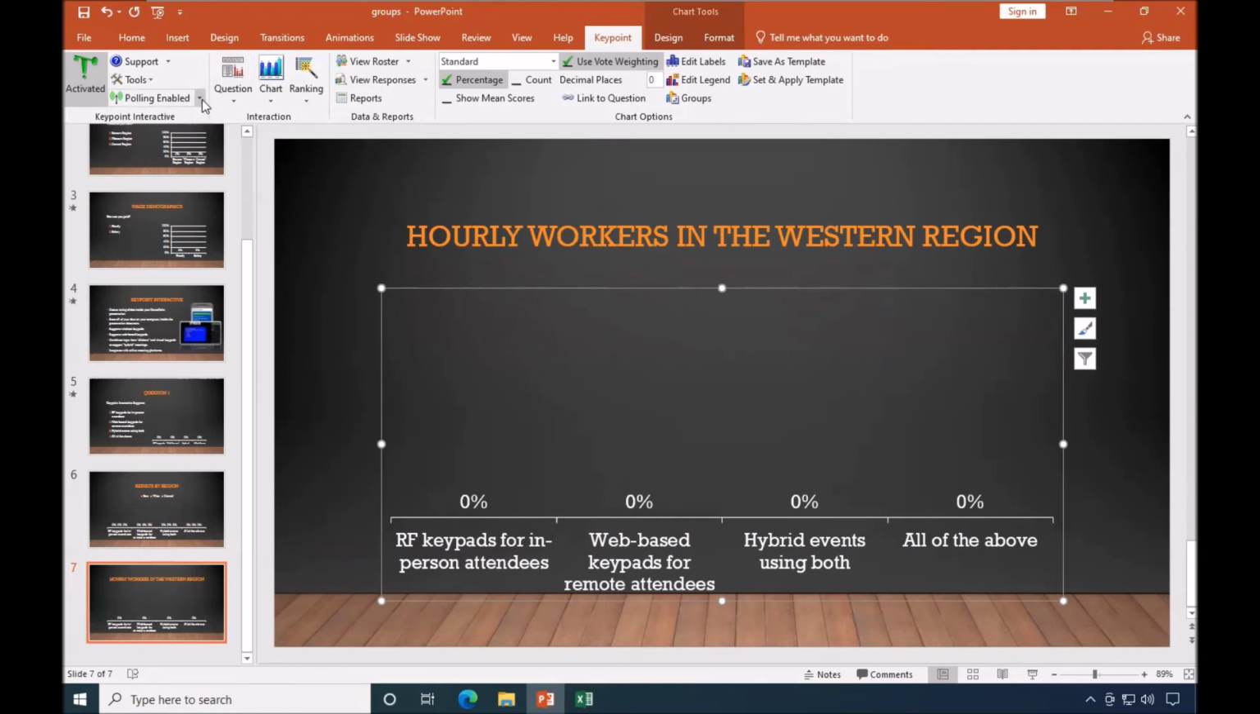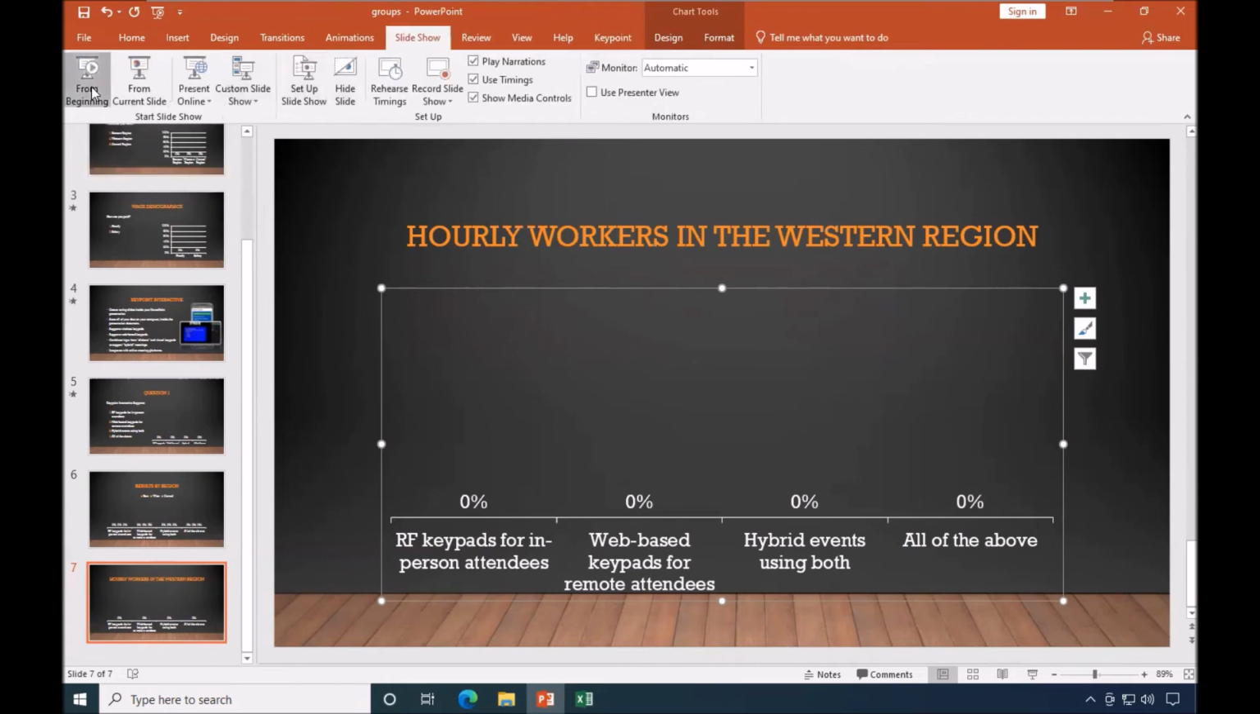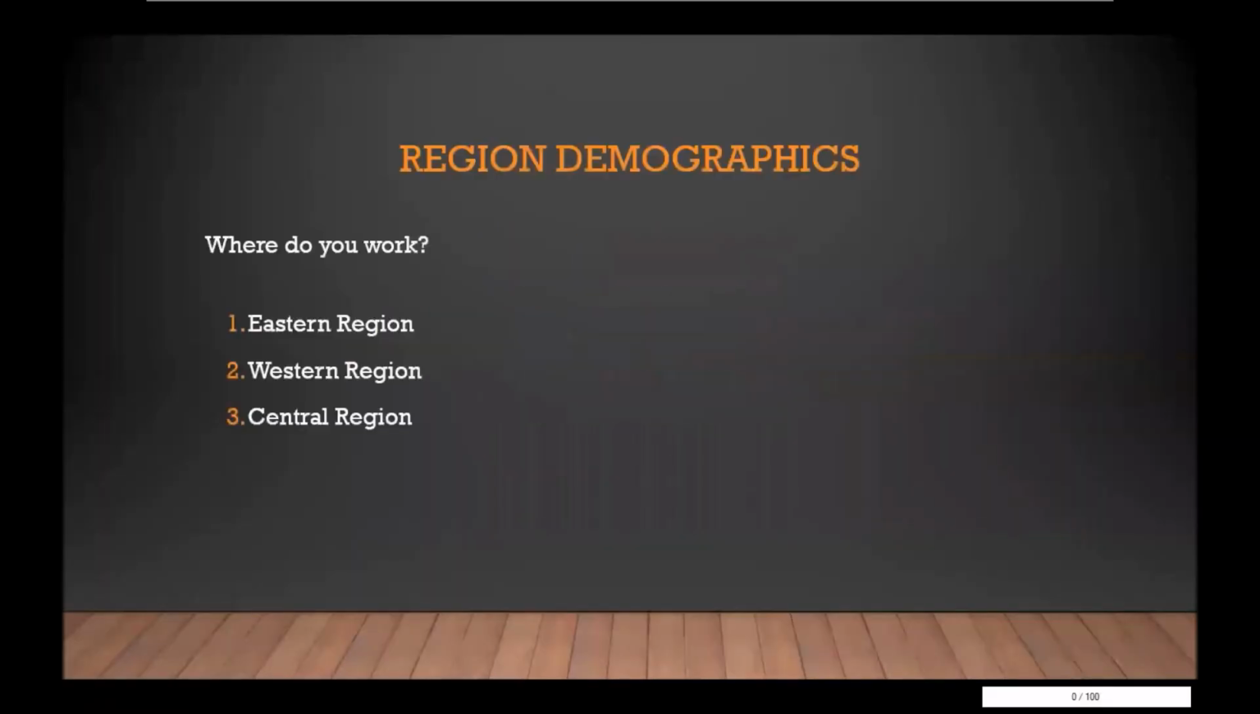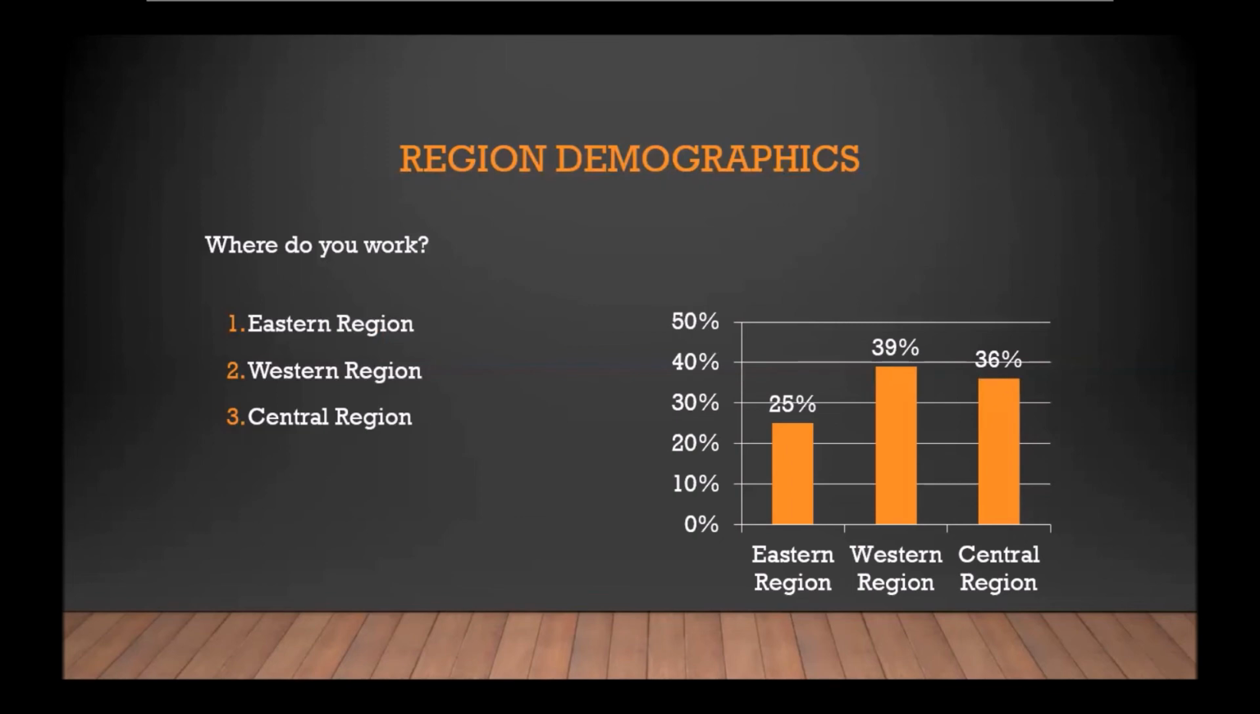First, I'm going to enable polling simulation because these charts will look better with more data than I can generate using the handful of keypads I had in the other videos. You can see that when I get to the question slide, Keypoint is voting for me. It has added 100 participants to the roster and is simulating their responses. It looks like the regions are fairly evenly balanced.